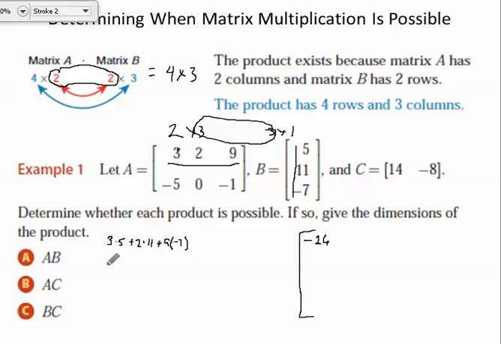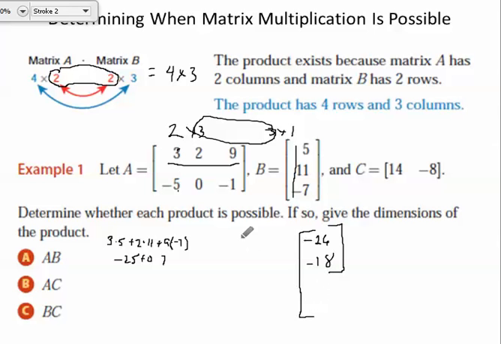So let's get the second row here. We'll go negative 5 times negative 5 gives me a negative 25. 0 times anything gives me 0. Negative 1 times negative 7 gives me a 7. So what am I going to get? Negative 18. That is my matrix that I would get as a result of multiplying A times B.